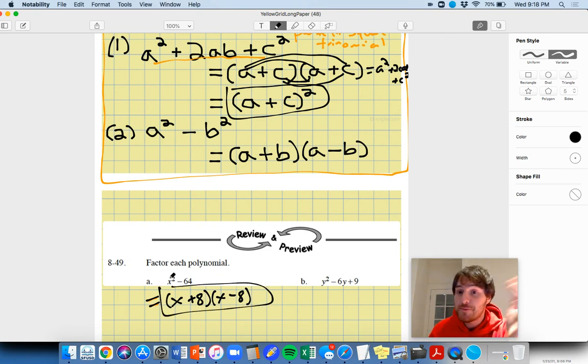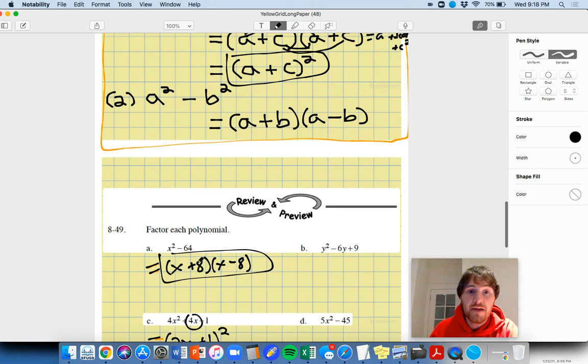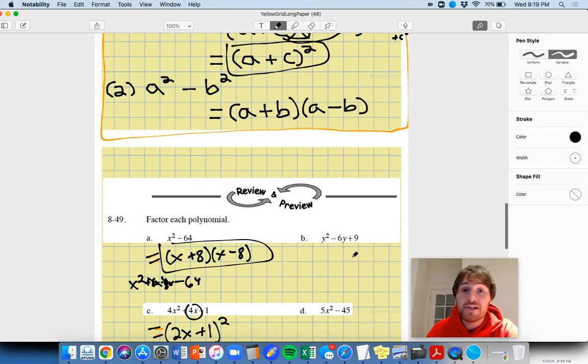The reason why this works, again, if I multiply it all together, x times x is x squared. 8 times negative 8 is negative 64. But remember, if I do 8 times x, that's 8x. Negative 8 times x, that cancels out. So plus 8x minus 8x, the middle x's all cancel out, right? And that would be here. More shortcuts. You can practice with shortcuts.